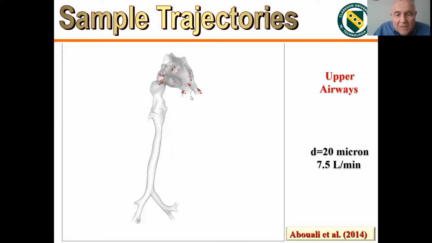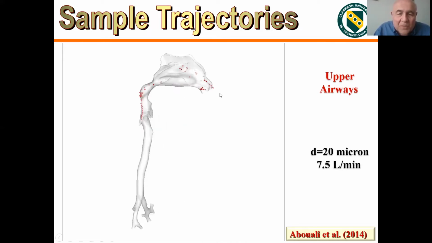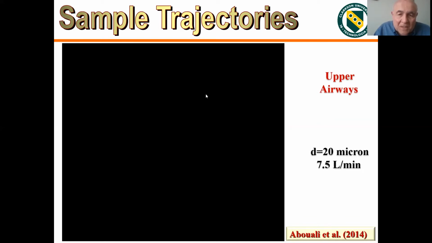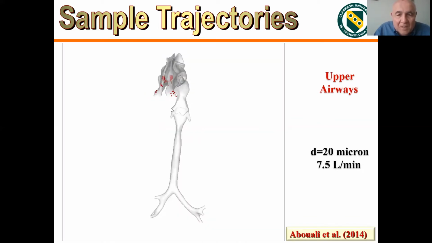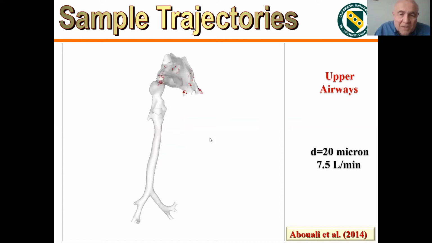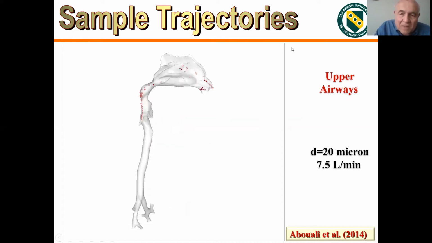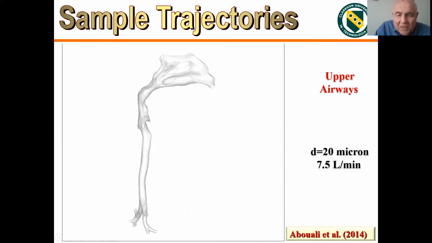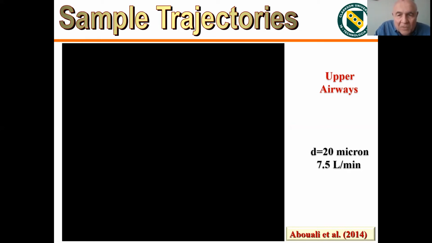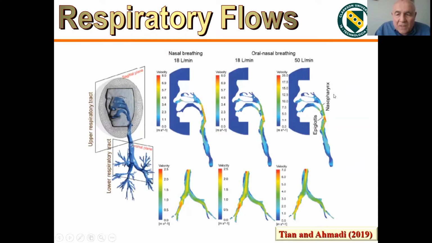This is another simulation with Abouali's group, which contains the nose as well as a part of the upper respiratory tract, for sample trajectories. These are 20 micron particles and a breathing rate of 7.5. More recently, Dr. Tian and myself looked at a similar kind of study with nose breathing and mouth breathing, and looked at up to about 10 generations, including the upper respiratory system.